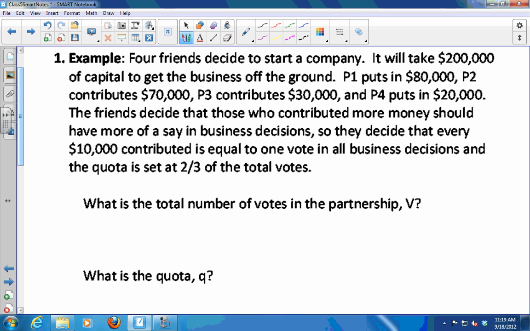The friends decide that those who contributed more money should have more of a say in business decisions. So they decide that every $10,000 contributed is going to be 1 vote in all business decisions. And we set the quota at 2/3 of the total votes. So how many votes are in this partnership? 20. Yep, we put in $200,000. Each $10,000 equals a vote, so there are 20 votes total. And what is the quota, Q?